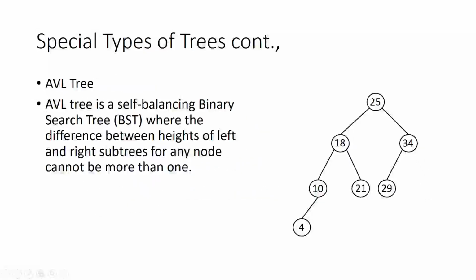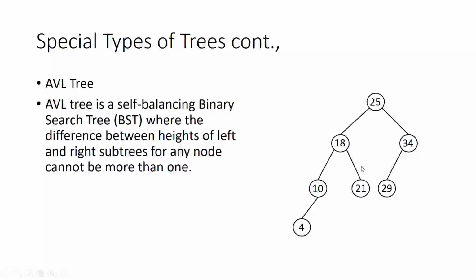AVL tree. An AVL tree is a self-balancing binary search tree where the difference between the heights of the left and right subtrees for any node cannot be more than 1. So at any part of the tree in an AVL tree, the height of the left subtree minus the right subtree can be 1.